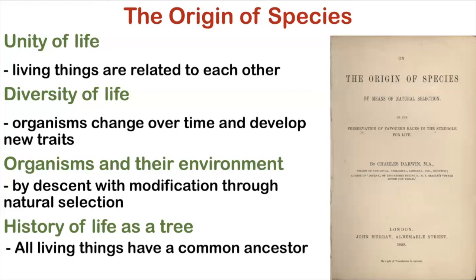Now, it's again interesting to note that Darwin didn't use the word evolution in his book. Instead, he used the term descent with modification to describe how species change over time. Lastly, Darwin viewed the history of life as a tree rather than a ladder as proposed by Lamarck. This means that all living organisms have a common ancestor and have branched out into different species over time. Now let's talk about the two types of selection in evolution: artificial selection and natural selection.